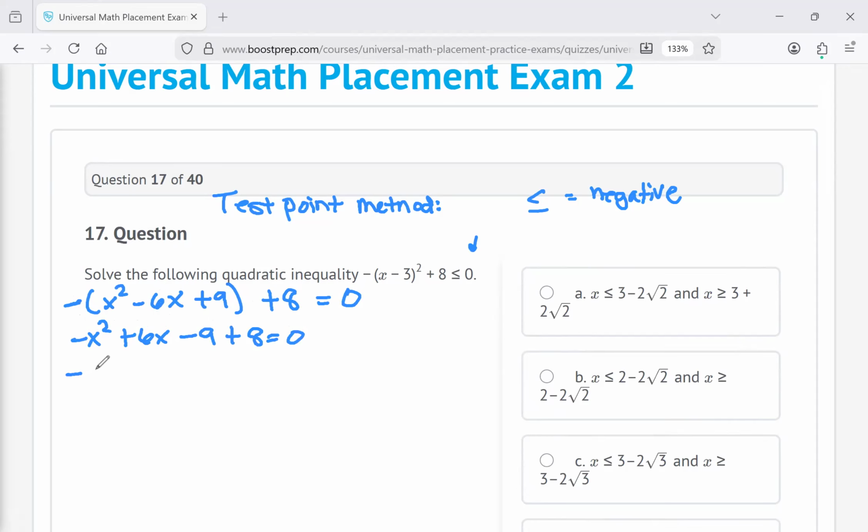Negative 9 plus 8 is negative 1. And then maybe get rid of the minus, so divide everything by negative 1. So this doesn't factor out nicely. I have to solve for x, but it doesn't factor out nicely. So what I could do is I could technically use the quadratic formula.